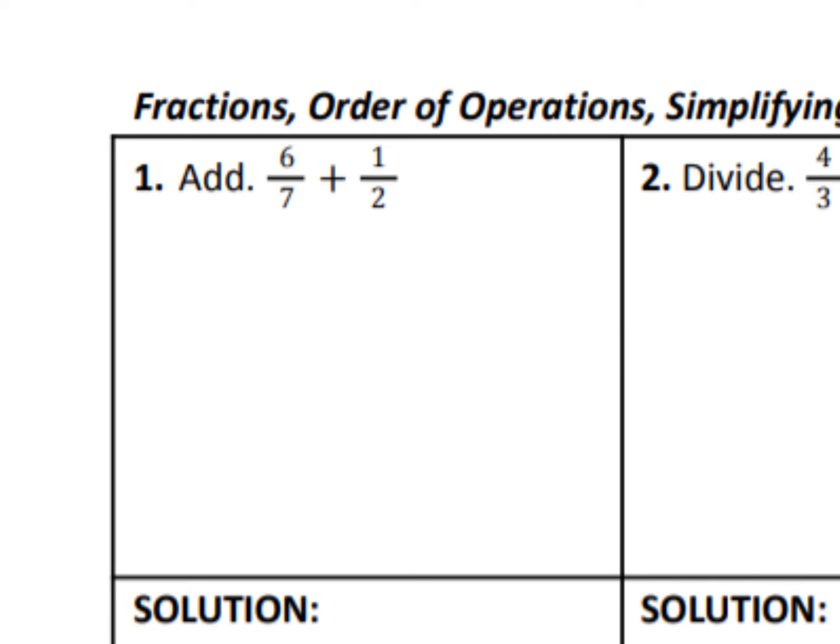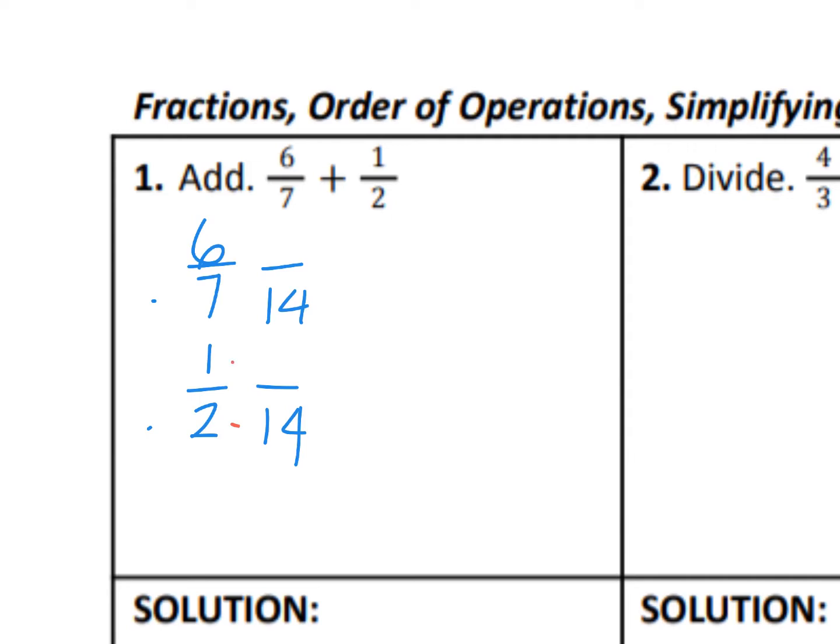Number 1 asks us to add two fractions, so we need to remember that we need common denominators when we're adding fractions. So I like to write them one on top of the other, and it helps me to find the common denominator. So if I'm looking at the denominators of 7 and 2, I can always multiply those two together to get a common denominator. So I can say that 7 times 2 is 14, so I know that they have a common denominator of 14.